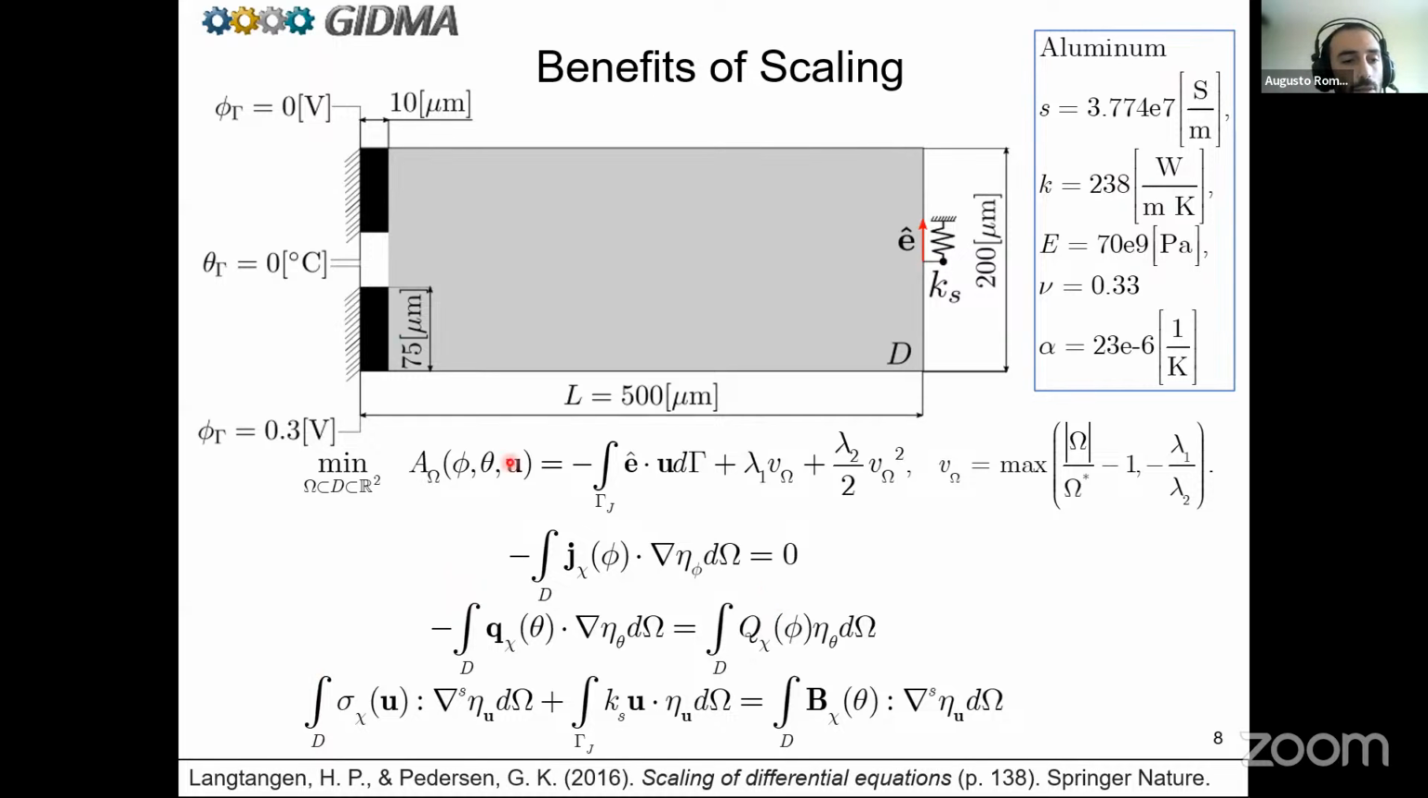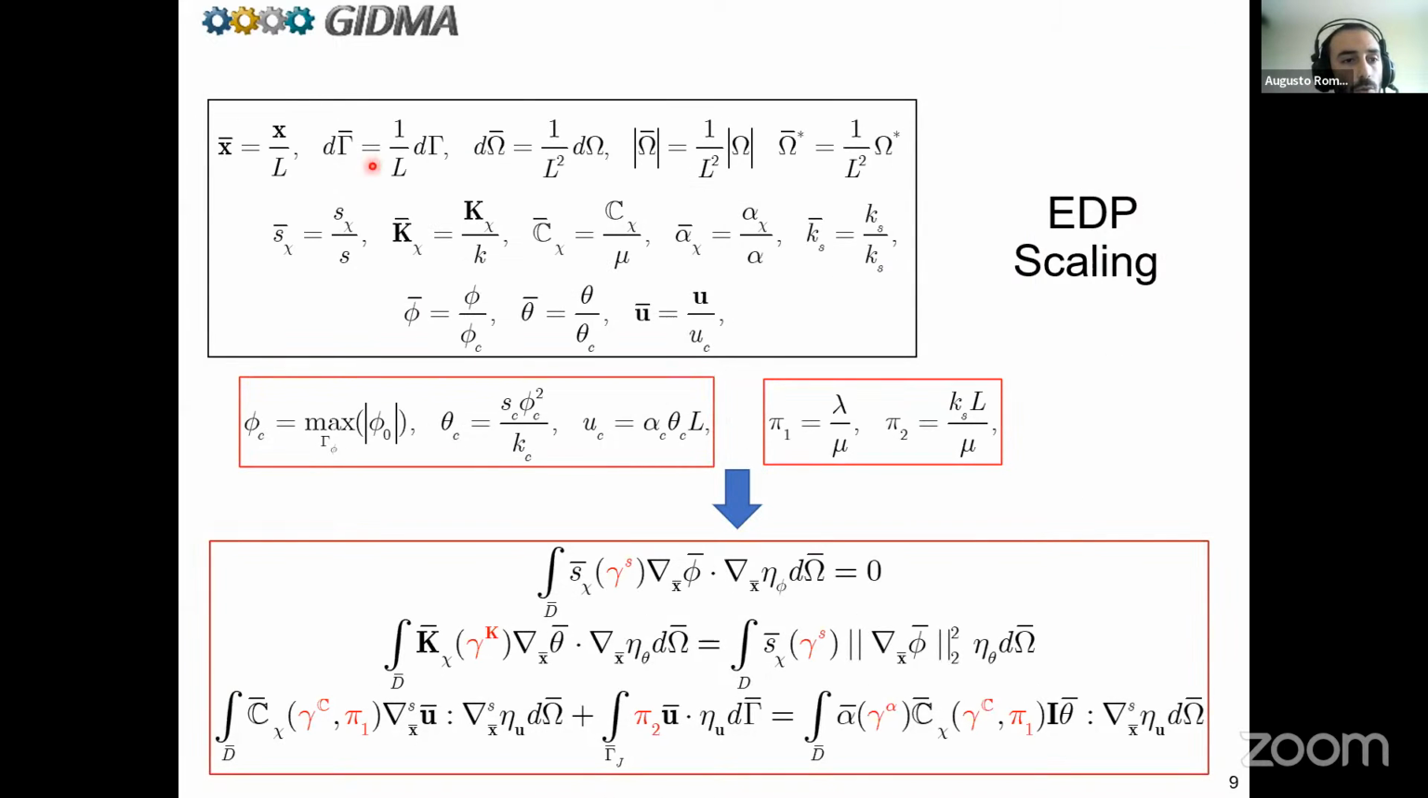And we replace the cost functional with the augmented Lagrangian one in order to consider the volume fraction constraints. Then we proceed to introduce the following transformation for the independent variables and for the dependent variables, and select these scale parameters. And finally, we obtain the scaled version of the state equation system. As you can see, now these state equations depend only on a set of adimensional parameters that are depicted here in red.